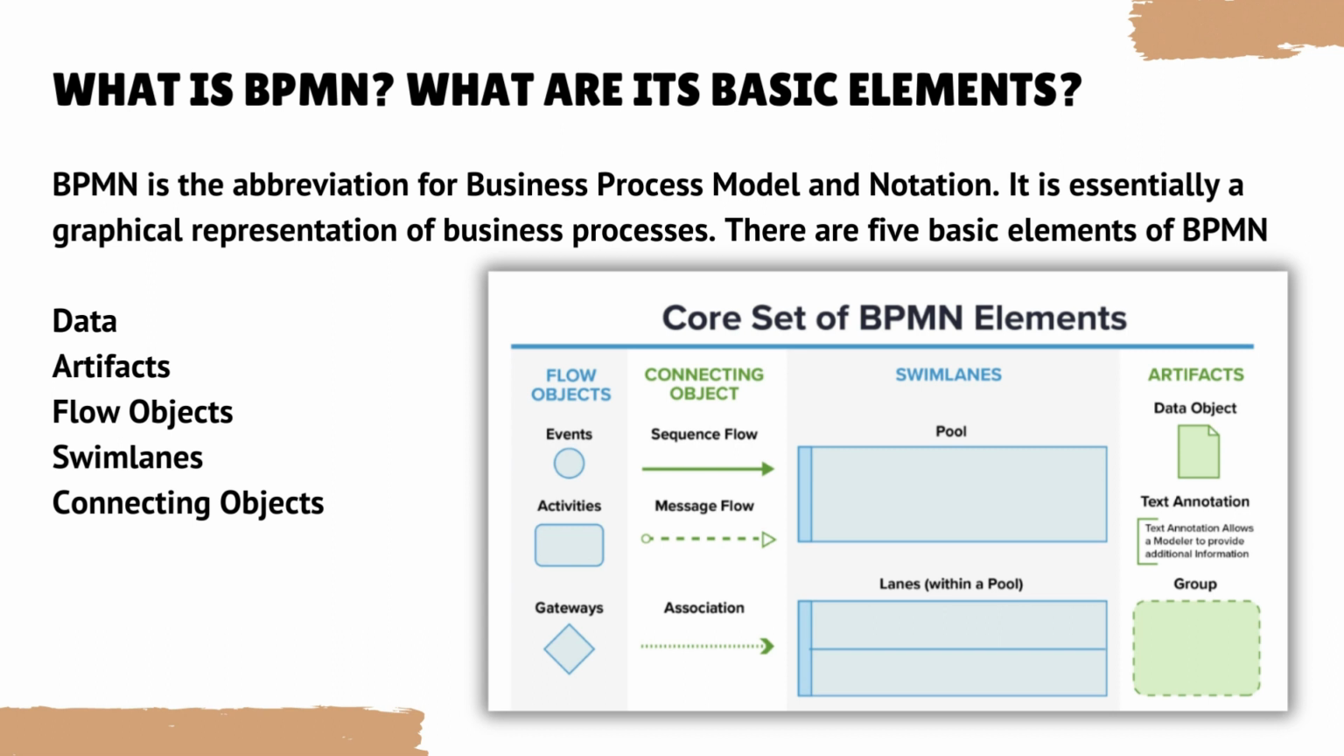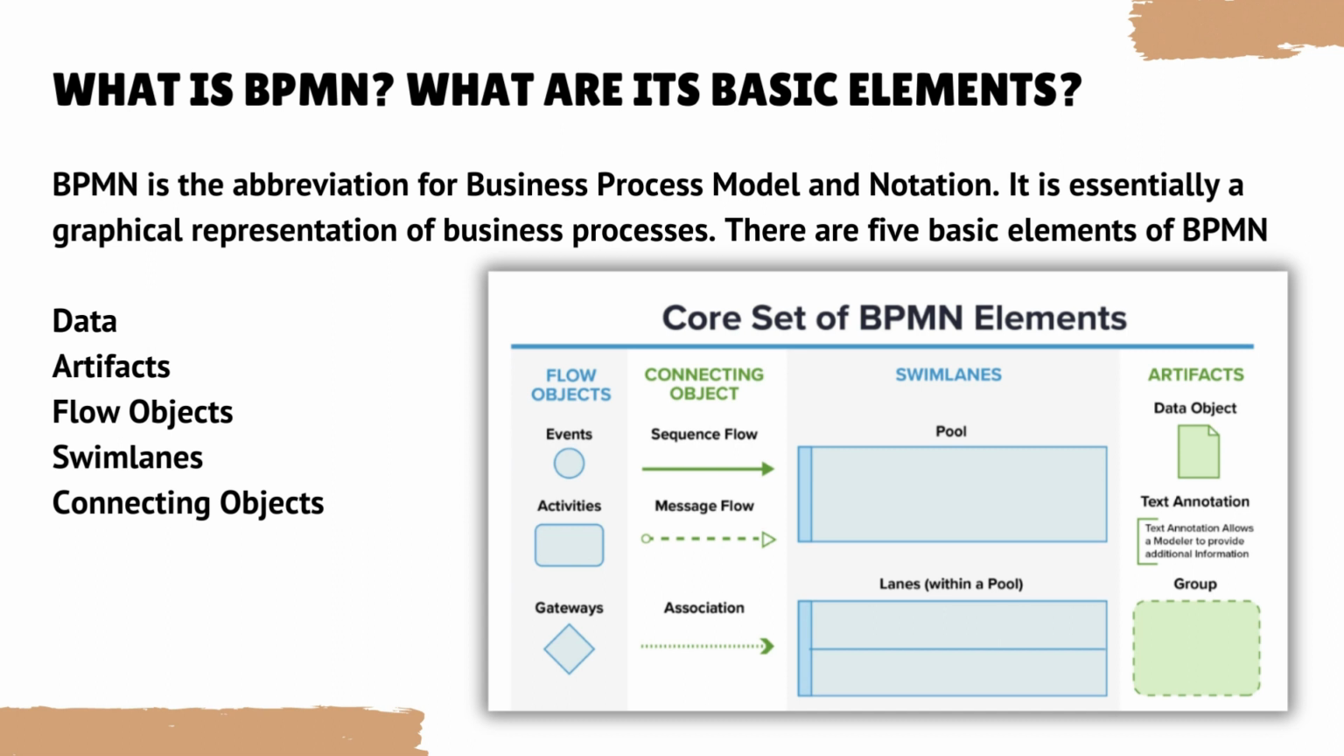So BPMN is an abbreviation for Business Process Model and Notation. It's essentially a graphic representation of business processes, and there are five basic elements of BPMN. The first one is data, second one is artifacts, flow objects, swim lanes, connecting objects.